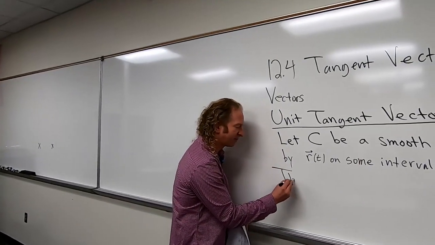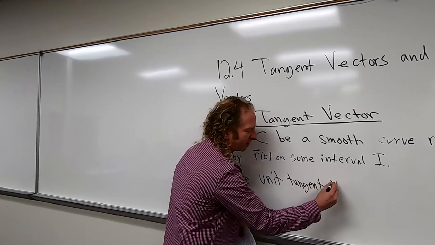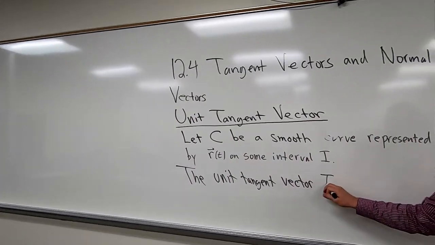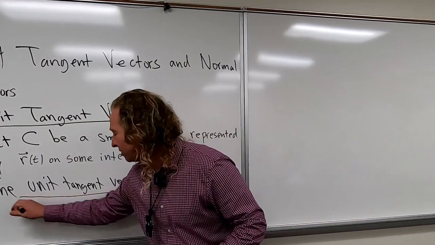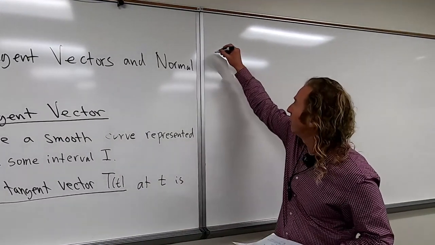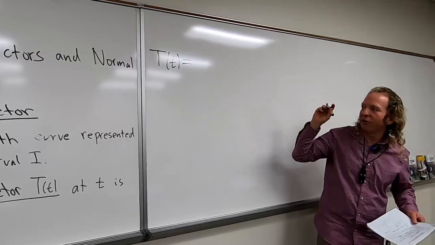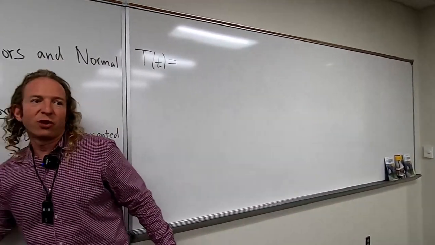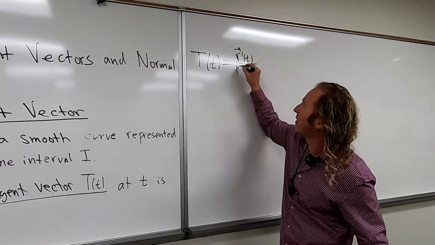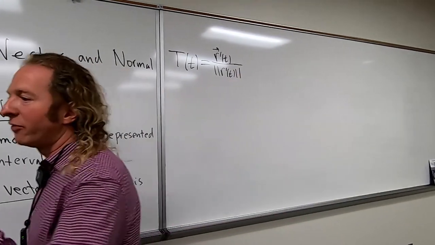The unit tangent vector, and we're going to give it a name. We're going to call it big T of t. It's basically you take your r, and then you take the derivative of r, and then you normalize it. So what that means is you make it a unit vector, so you divide by its magnitude. So it's the normalized derivative.